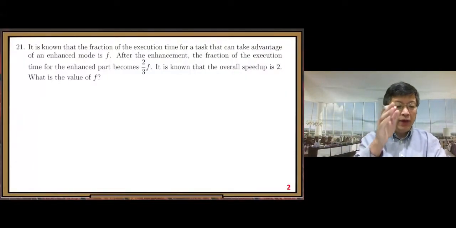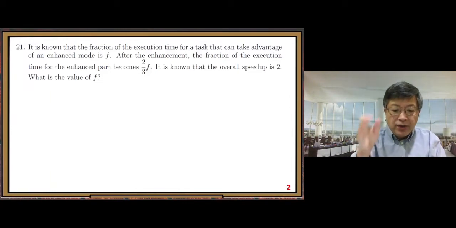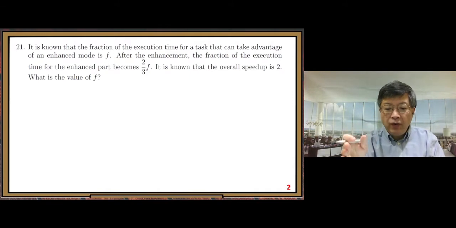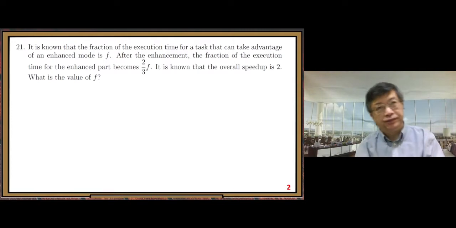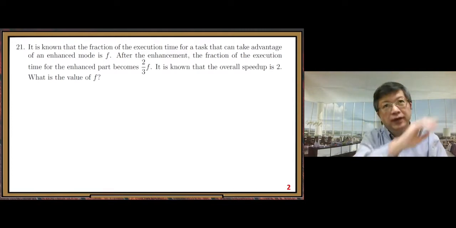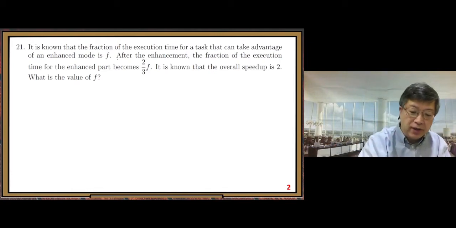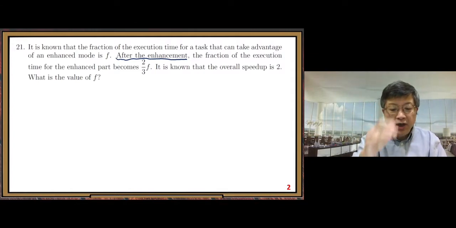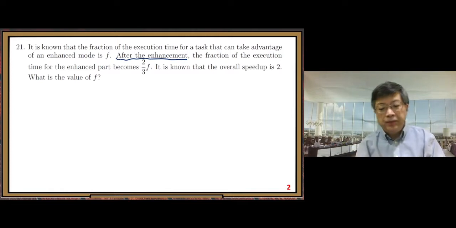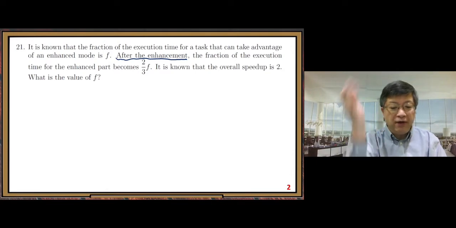First one, number 21. It is known that the fraction of the execution time for a task that can take advantage of enhancement is f. So that is our FEN in our standard formula. After the enhancement, the fraction of the execution time for the enhanced part becomes 2/3 f. It is known that overall speed up is 2. What is the value of f?